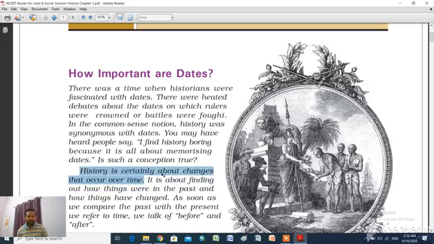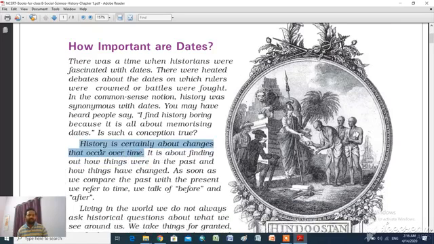History is certainly about changes that occur over time. It is about finding out how things were in the past and how things have changed. As soon as we compare the past with the present, we refer to time. We talk of before and after. So history is about something that happened in the past.